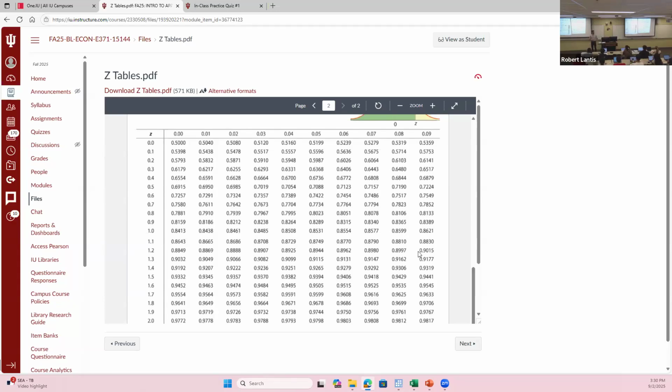Okay. Any questions? Hopefully, you've seen this before. I'm getting some head nods. Okay, so we're going to be using these Z tables to find these different probabilities. Next class, we're going to talk about hypothesis testing and then confidence intervals.